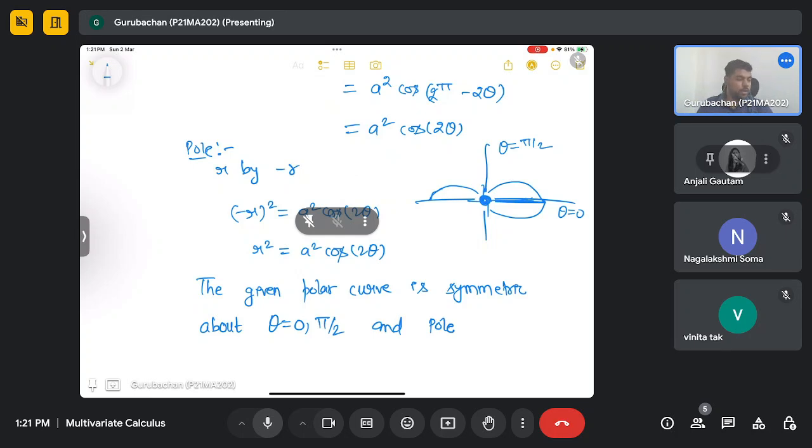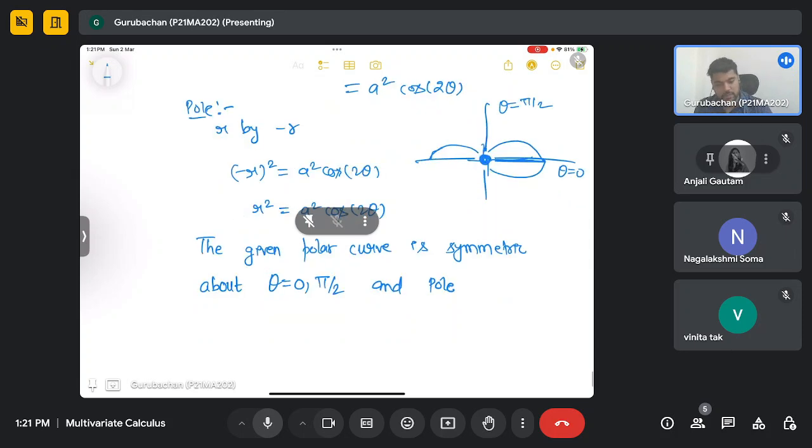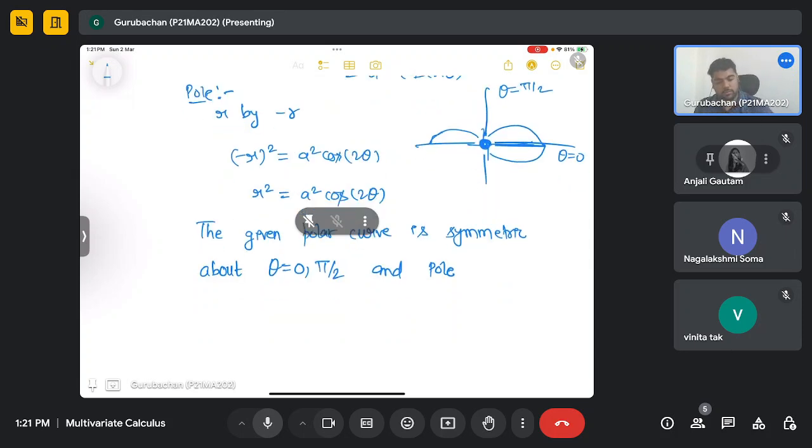Okay, so what do we have left? What is the next task? The next task is about the slope. In the class, we have learned that we have to check where this dr by d theta is going to 0.